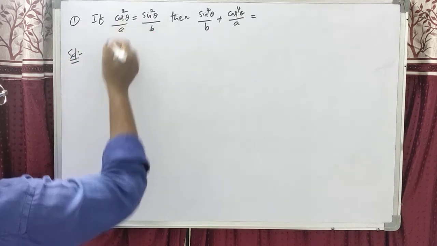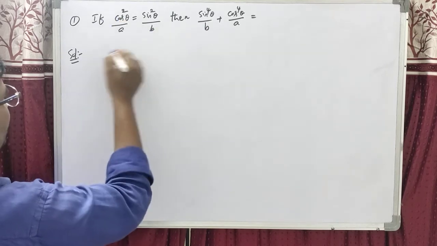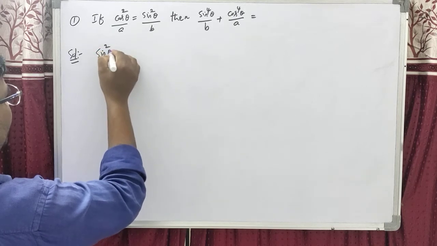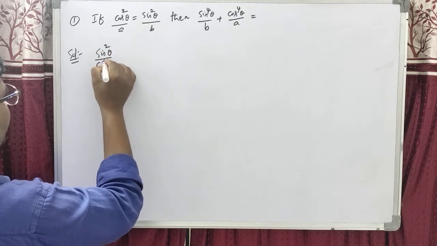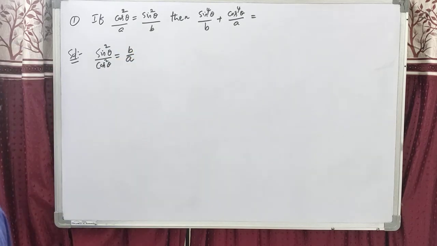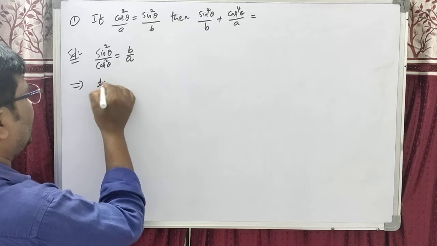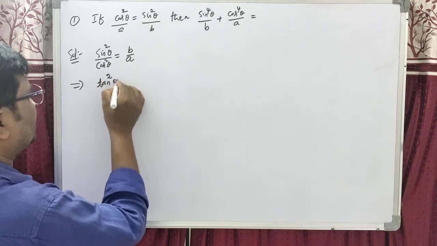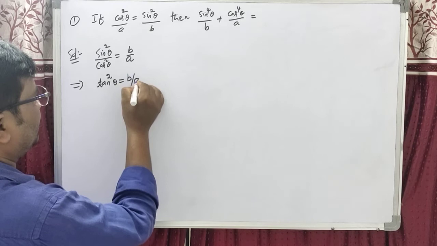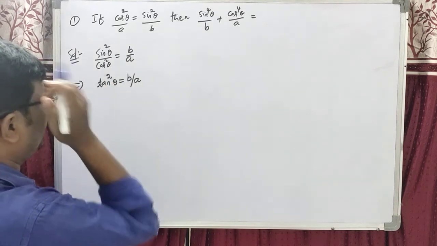Now this is B by A. All of you listen, students. We can write B by A equals sin square theta by cos square theta. Sin square theta by cos square theta is B by A. Therefore, students, we have to know that sin square theta by cos square theta is tan square theta. The tan square theta is B by A. Okay, students, now we got the tan square theta value as B by A.